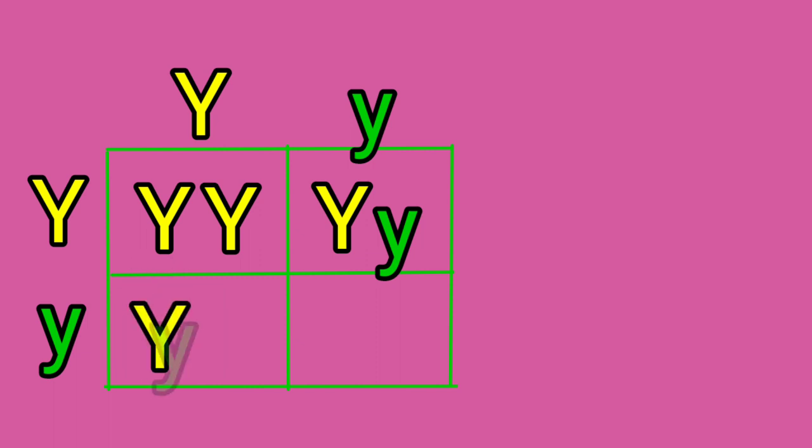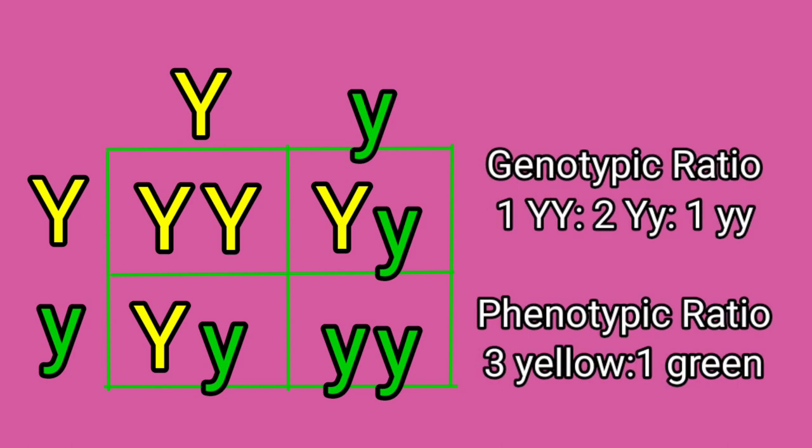On the second box, there should be a heterozygous gene with capital Y and small letter y. Same as with the third box, heterozygous. And on the last box, there should be a homozygous recessive gene with two small letter y. As to the genotypic ratio, one homozygous dominant is to two heterozygous dominant is to one homozygous recessive. For the phenotypic ratio, three yellow seed is to one green seed.